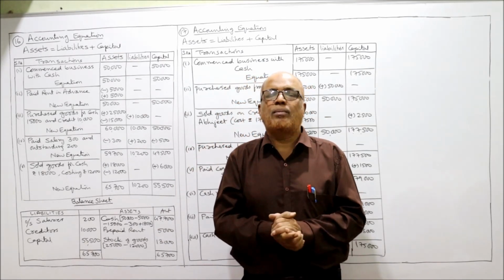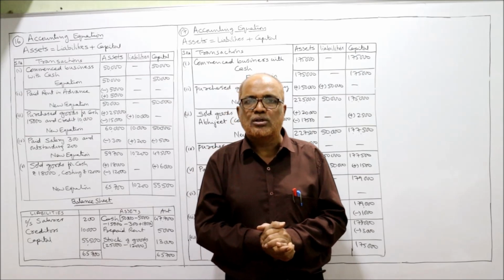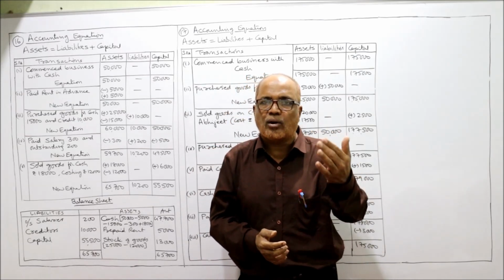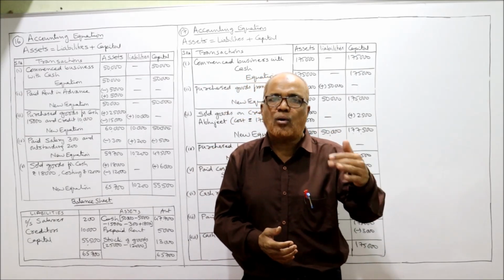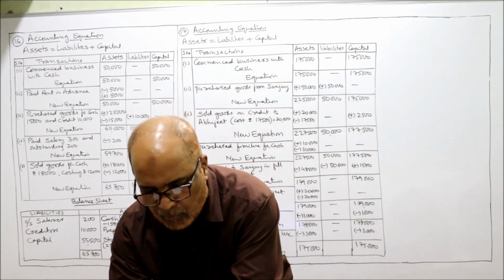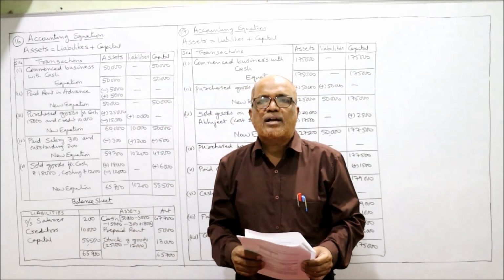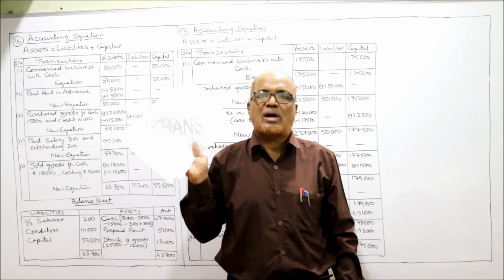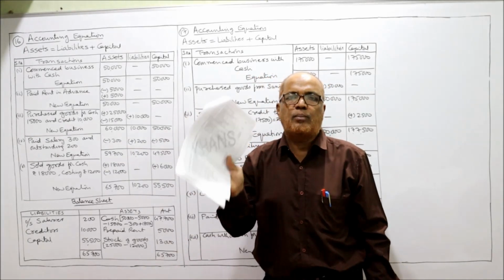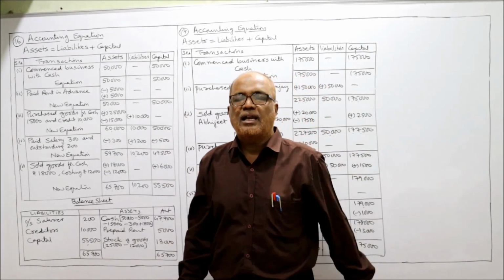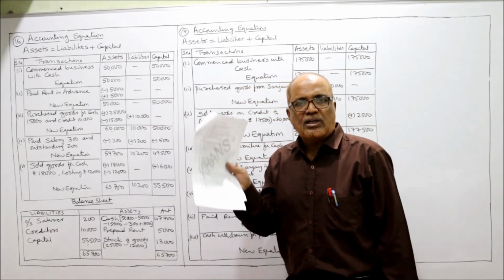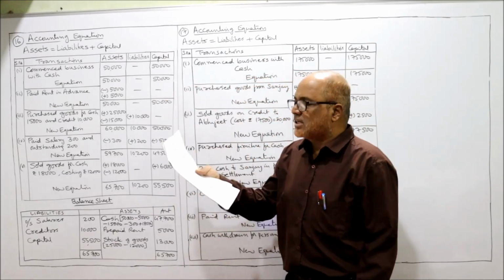So in these three problems, I'm going to explain the recording of transactions according to the modern method, according to the accounting equation method. So I'm going to start the problem, but before starting, I expect my viewers to have a printout of the problems, which I have given in the link under my description. So take a printout, keep it ready. I'm starting the 16th problem.